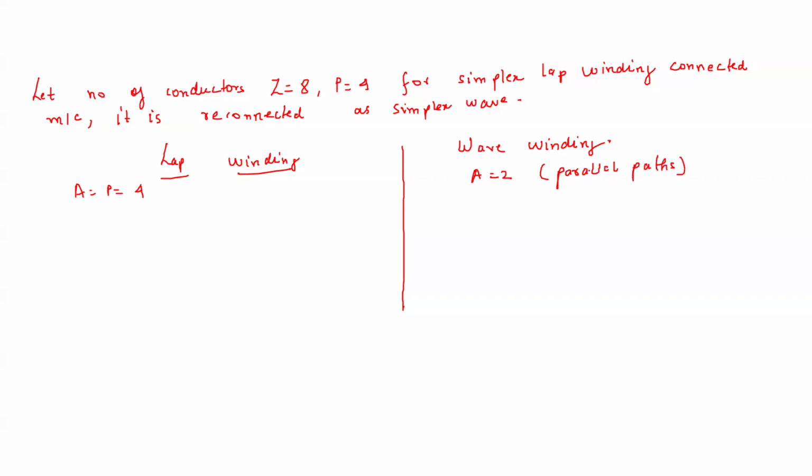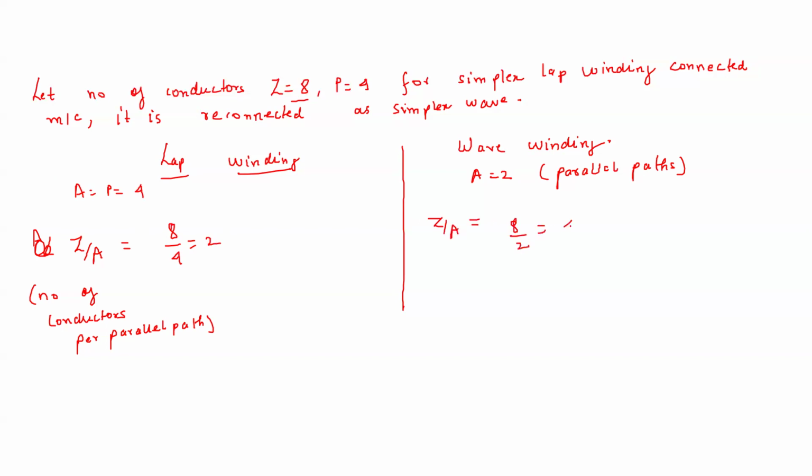Now, how many conductors per parallel path? The total number of conductors is 8 and the parallel paths are 4, so it is 8 by 4, which is 2. So how will this look? It will look like this. Let me draw it with the other color.